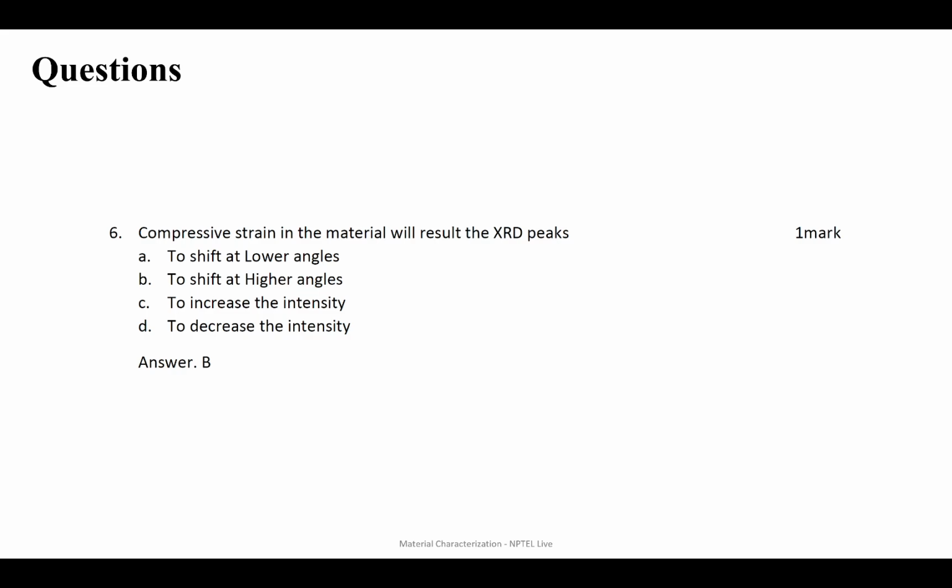So the correct answer is B. When you apply compressive strain to a material, its lattice planes will come closer. So the lattice spacing will decrease. Your d value will decrease. If d value decreases, your sine theta value should increase. That means your theta value should increase. So it will shift the peak to a higher angle. So B is correct.